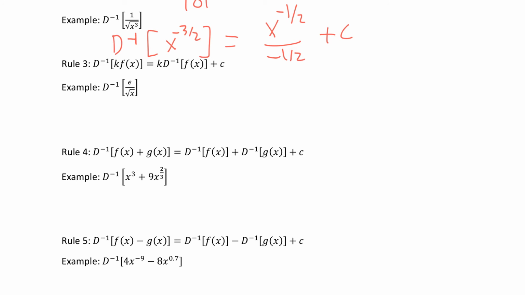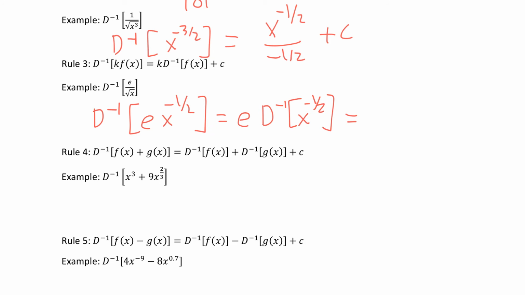Let's take a look at Rule 3 here. Rule 3 says the antiderivative of a constant times a function, we can take that constant out, and we just have to consider the antiderivative of the function. So here we have e times 1 over the square root of x. So again, let's rewrite that as the antiderivative of e x to the minus 1/2. And now we want to factor out that constant. We want to take the e out in front and just consider the antiderivative of x to the minus 1 over 2. We have to add 1 to the power, so we will have x to the 1/2 over 1/2 plus c.